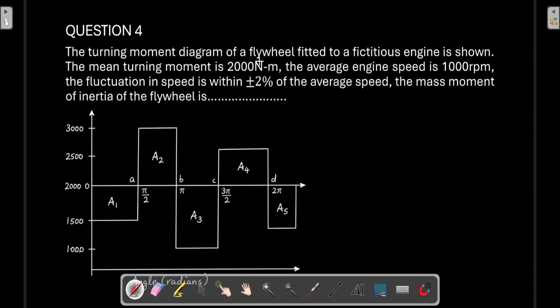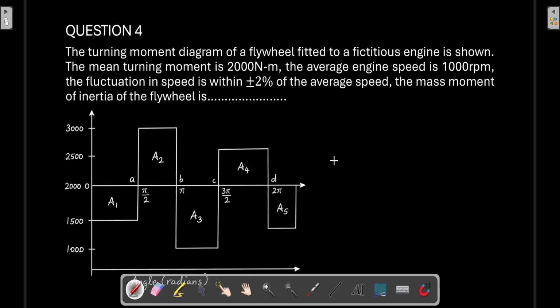So the turning moment diagram of a flywheel fitted to a fictitious engine is shown. The mean turning moment is 2000 Newton meter. The average engine speed is 1000 RPM. The fluctuation in speed is within plus or minus 2% of the average speed. The mass moment of inertia of the flywheel is dash. So we have to find the mass moment of inertia of the flywheel.